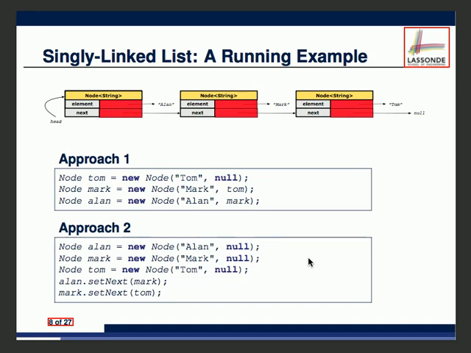So what do we say? Alan.next is assigned to Mark, which means copy the address of Mark and store that in Alan.next. Copy the address of this object over here and store that into Alan.next, which means it's not going to point to null anymore. It's going to point to this object here. So we are setting forwards.